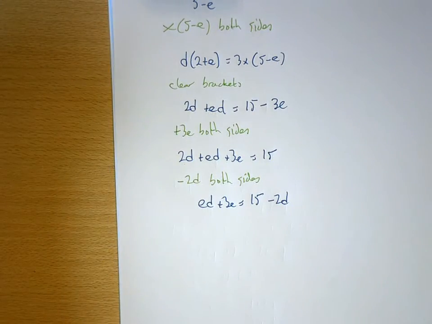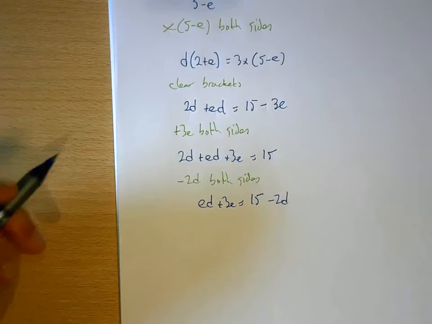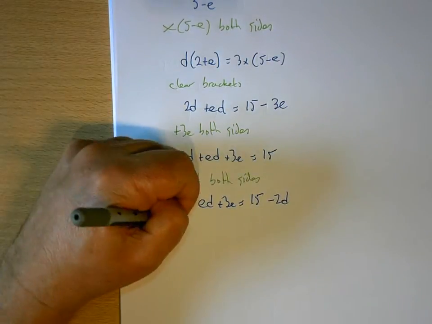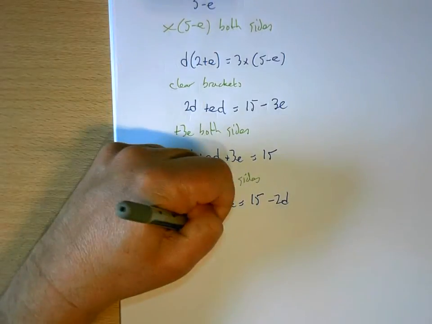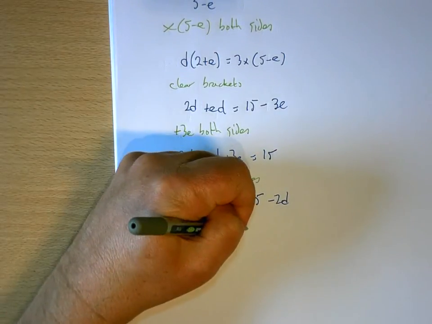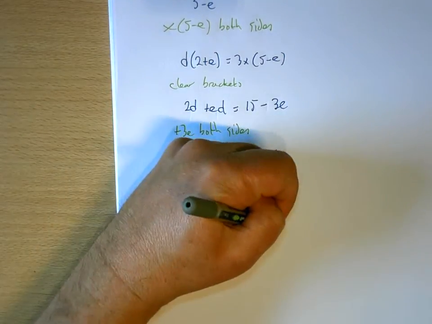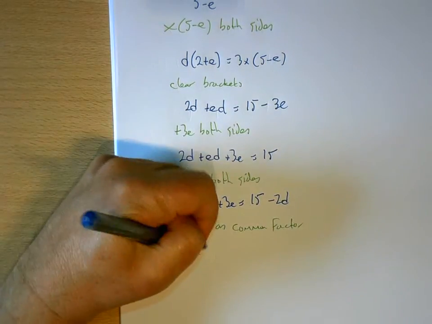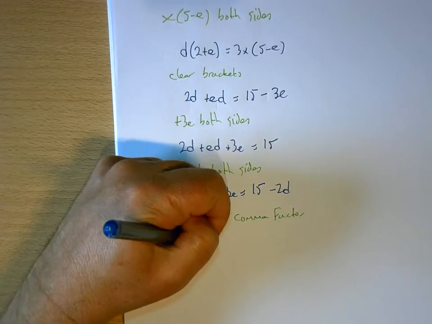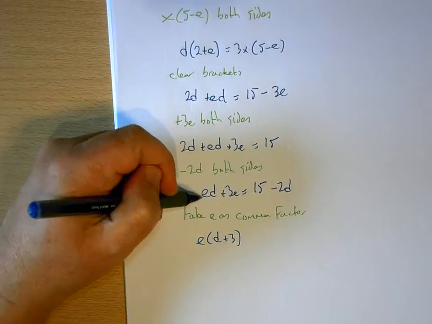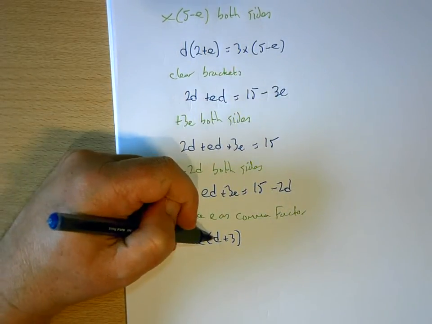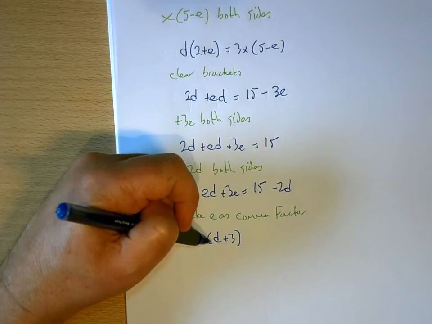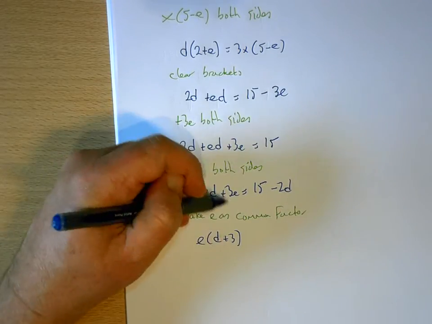Now I need to isolate the E, so I've got E as a common factor. E bracket D plus 3. If I take E out of there, there's D left. If I take E out of there, there's 3 left. Check it. E times D is ED. E times 3 is 3E.